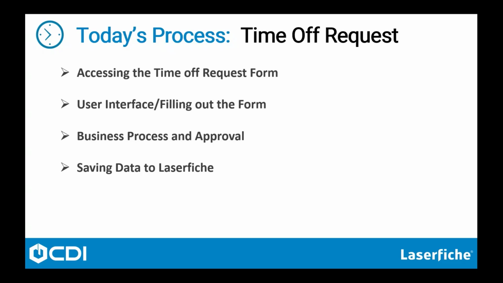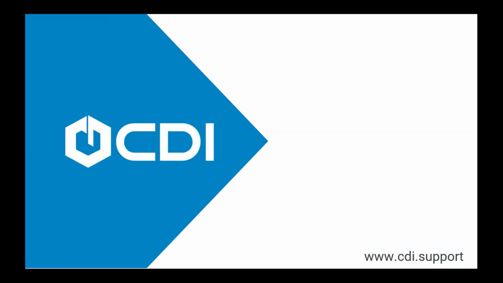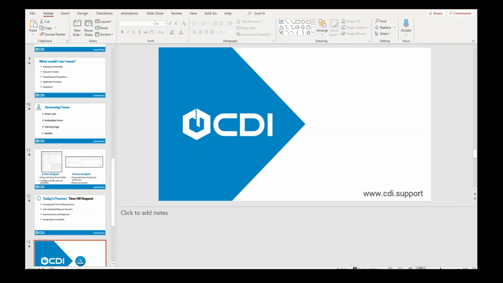Also the business process and approval. So I'll show you what that routing step looks like. From a manager's perspective, what does it look like when a form gets routed to me? What does that approval step look like? Is that something that's going to be more complicated, or is it pretty simple? And then ultimately saving the data to Laserfiche. So with that, let's go ahead and get into the demo.